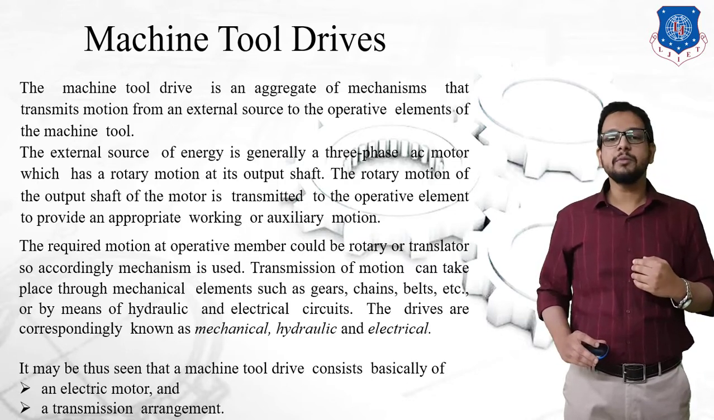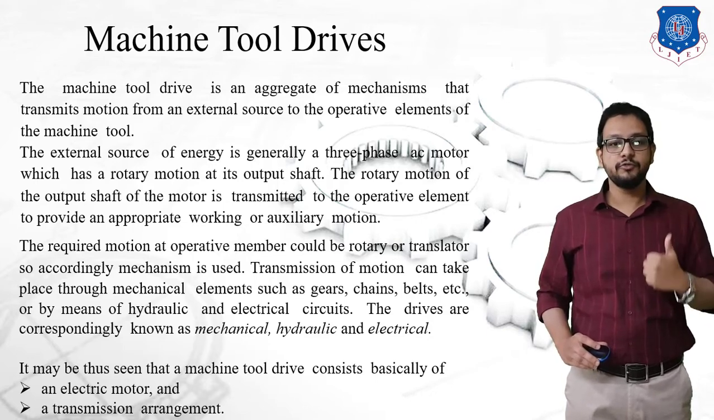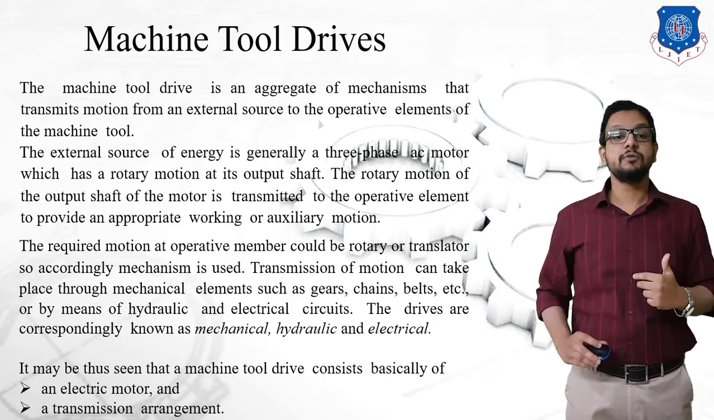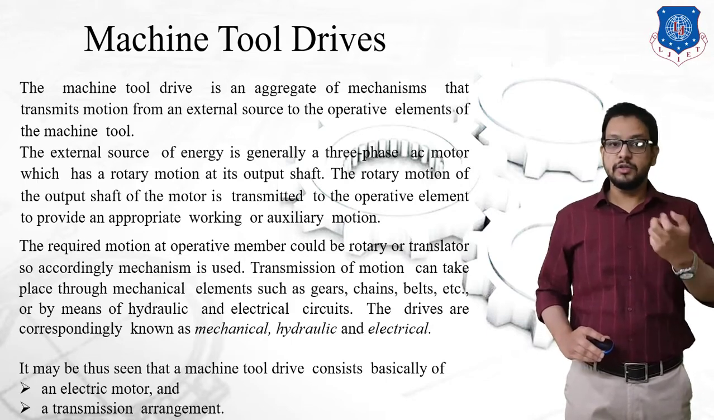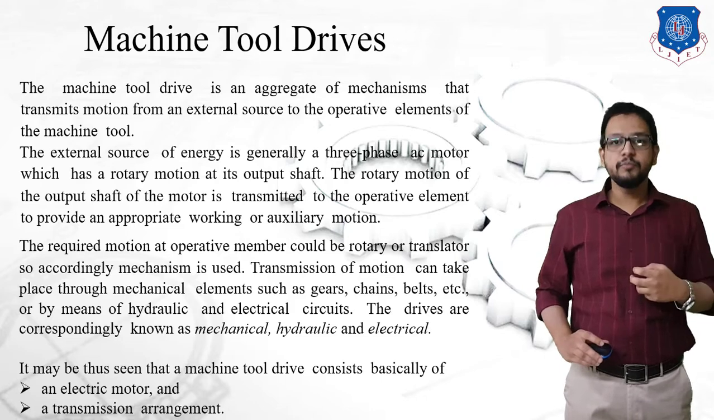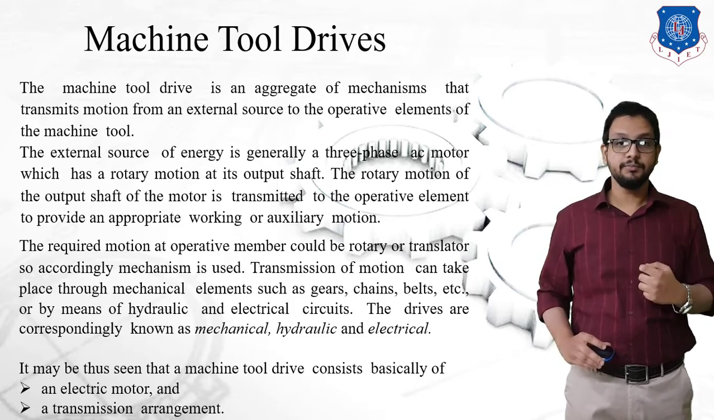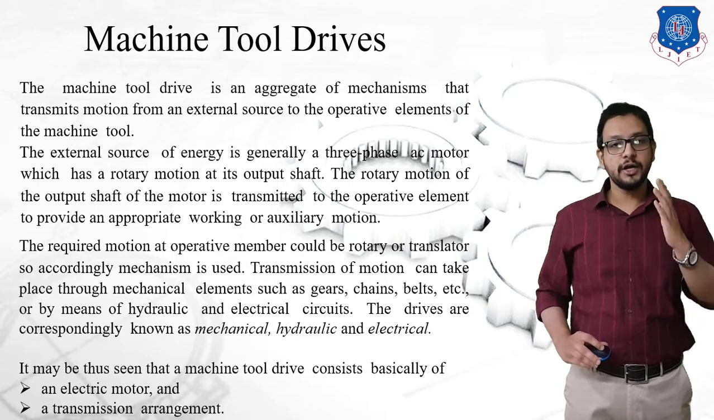It may be seen that a machine tool drive mainly consists of two parts. The first is the electric motor, that is the main power source, and second is our transmission arrangement. Now this transmission arrangement could be our mechanical drive or hydraulic drive or electrical drive. Okay guys, so I hope that you are clear.